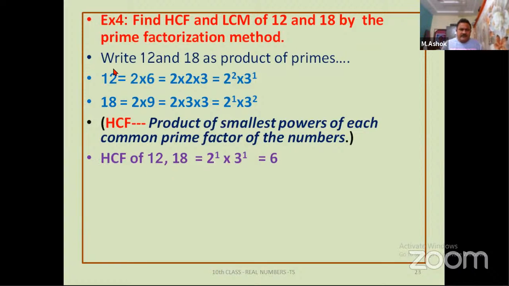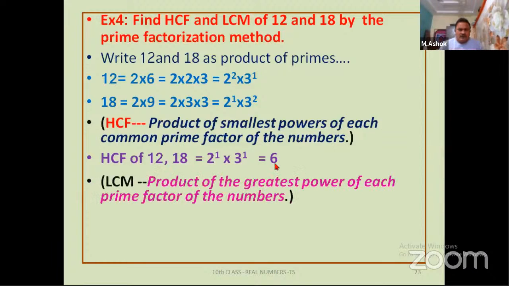Okay. After writing the prime factorization, you have to take the smallest power of each common prime factor. You have to take the smallest powers of each common prime factor. So finally, the HCF of these two numbers is 6.